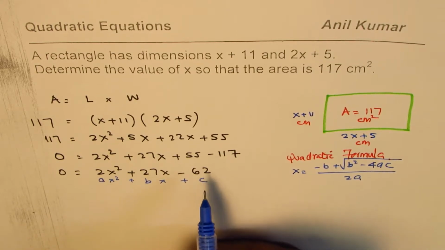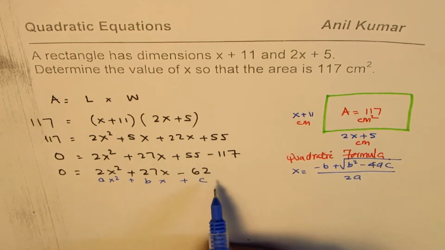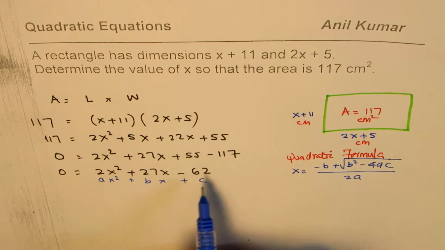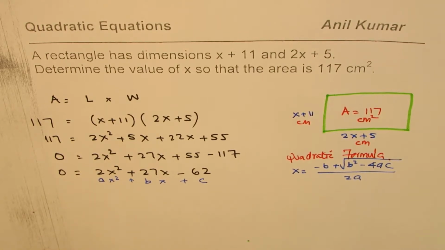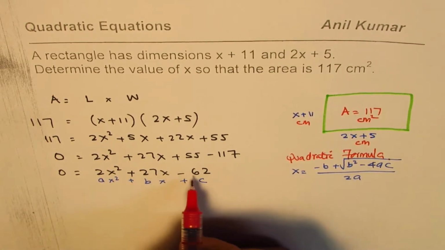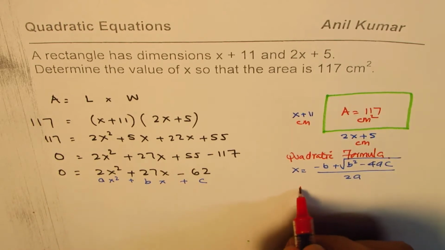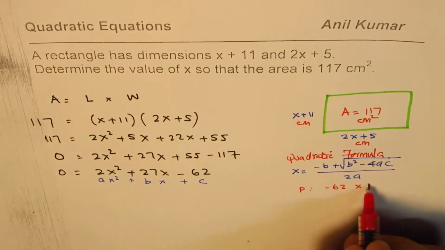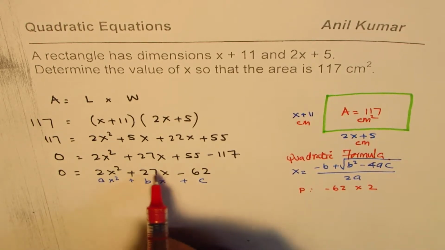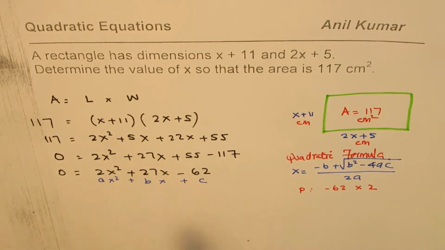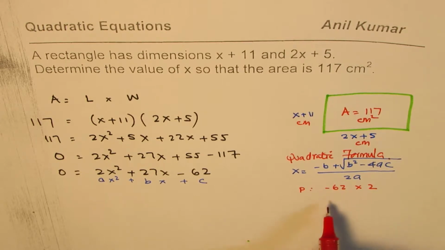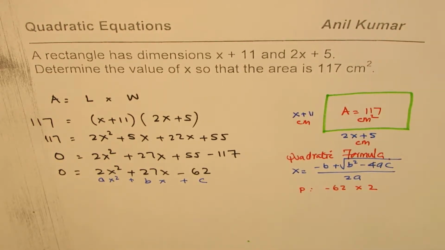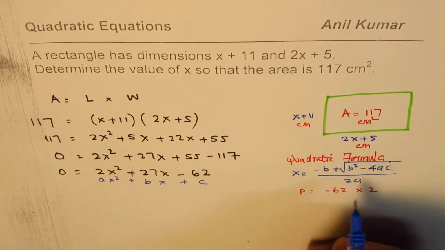The other way is to factor it. I'm not sure whether you can factor or not, but we can definitely find factors whose product is 62 times 2. So we are looking for a product which is 62 with a negative sign times 2, and the sum is 27, right, which is positive. So one of the terms is negative, the other one is positive, right? So that is what we're looking for. So we can try finding factors. If not, we'll use the formula, right?